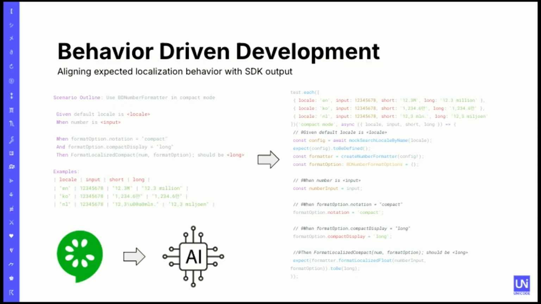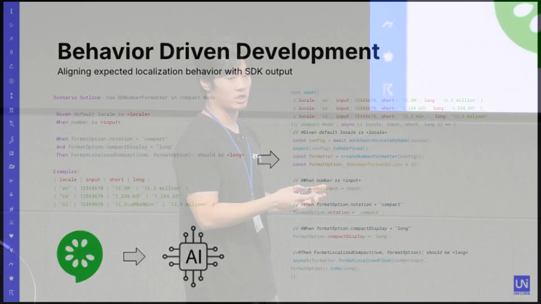I don't know if any of you are familiar with Cucumber, but basically it's a formatted plain text file that can be configured to generate test cases. I'll go over the syntax of this. For example, we have a description of a scenario outline, which is: use BD number formatter in compact mode. To explain this, BD stands for behavior driven, so our behavior driven number formatter in compact mode, compact being 1.2 million shortened to 1.2M for the en-US locale. So that's English in the US, right?